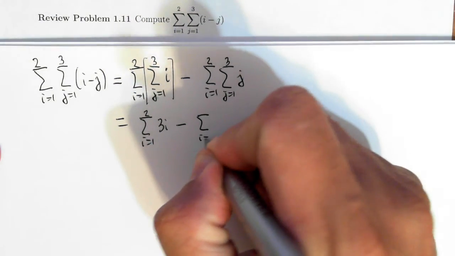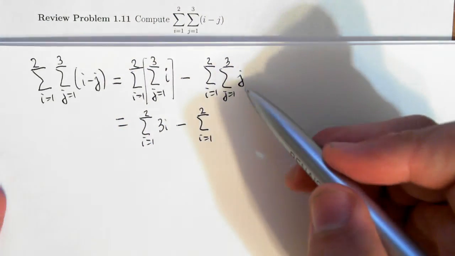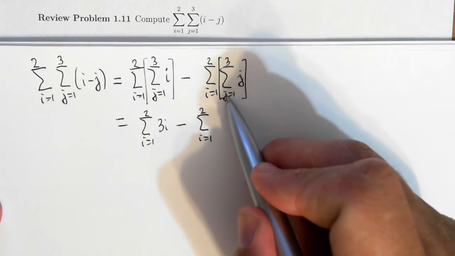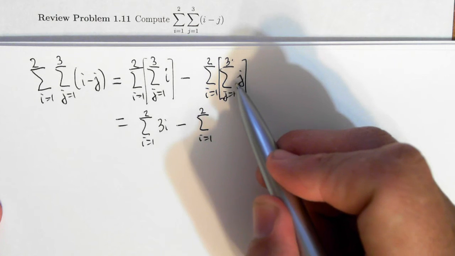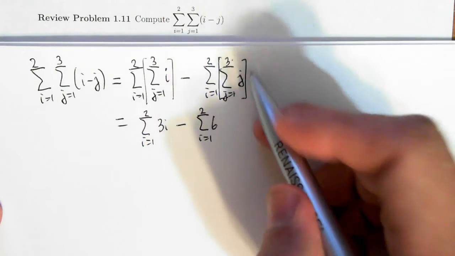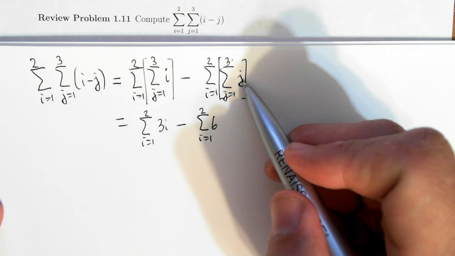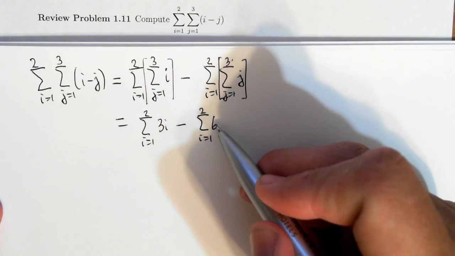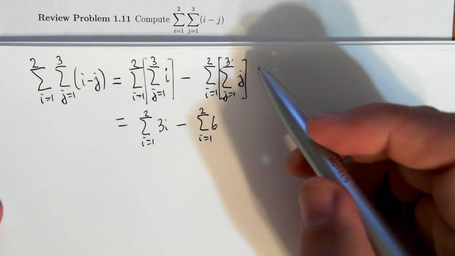Over here, summation i equals 1 to 2. Here, summation j equals 1 to 3 of j. Now this I can directly add up. 1 plus 2 plus 3 is 6. Alternatively, I can use my n times n plus 1 over 2 formula to figure out this sum. That works out to be 3 times 4 over 2, which is also 6.